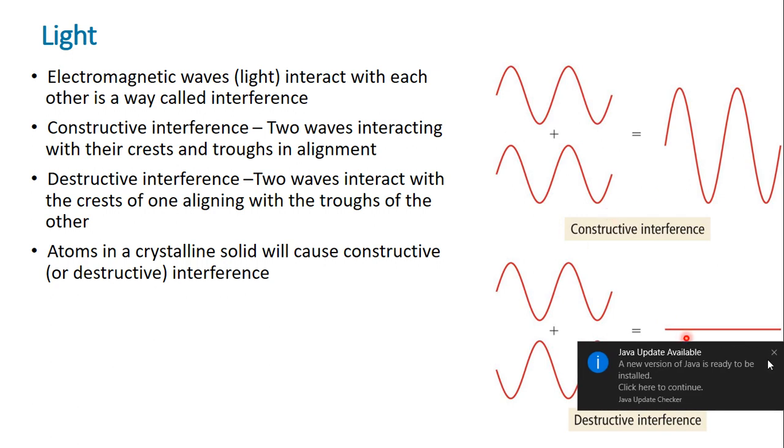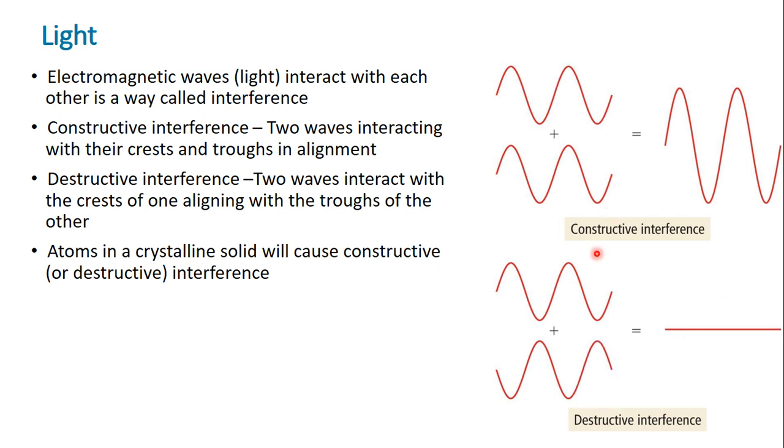While destructive interference is when your crests and troughs are not aligned. I mean, a crest is aligned with a trough. Let me just say that clearly. You have a crest aligned with a trough and they'll add together and they'll cancel each other out and make a line, basically no light left.